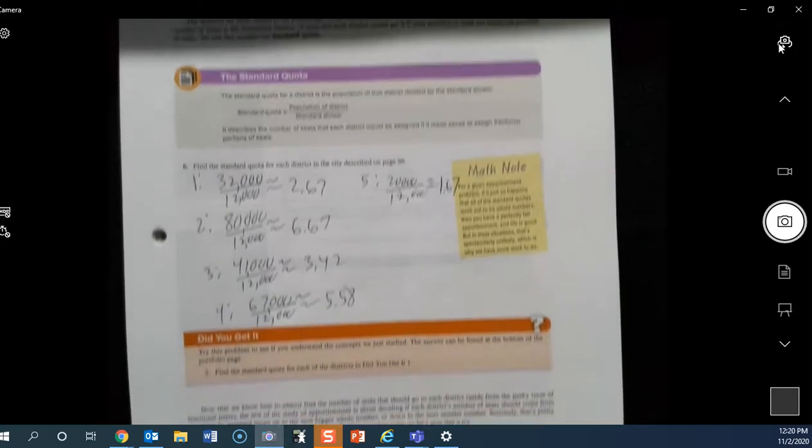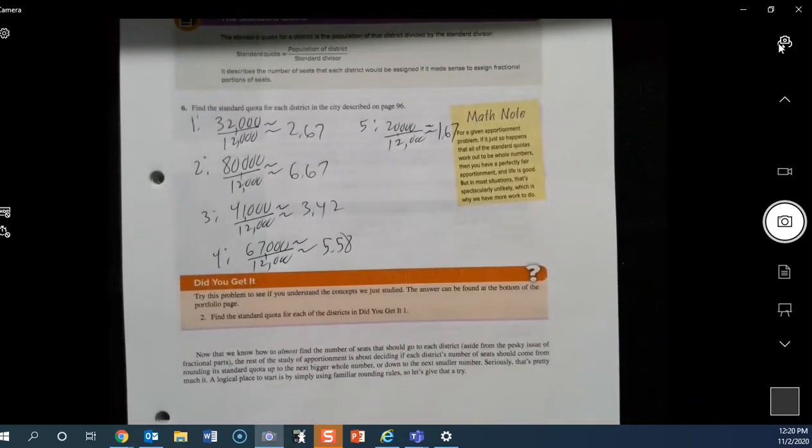Now it says, now that we know how to almost find the number of seats that should go to each district, aside from the pesky issue of fractional parts, the rest of the study of apportionment is about deciding if each district's number of seats should come from rounding its standard quota up to the next bigger whole number or down to the next smaller number. Seriously, that's pretty much it. A logical place to start is by simply using familiar rounding rules. So let's give that a try.